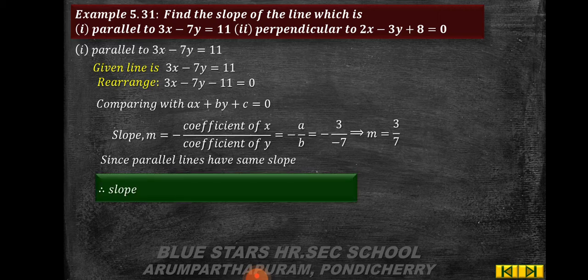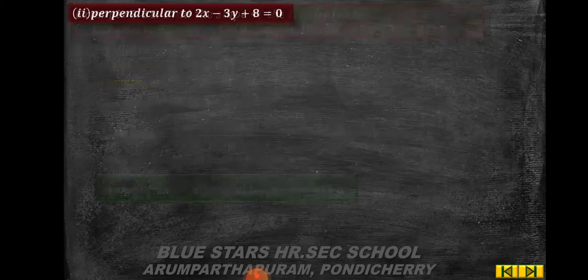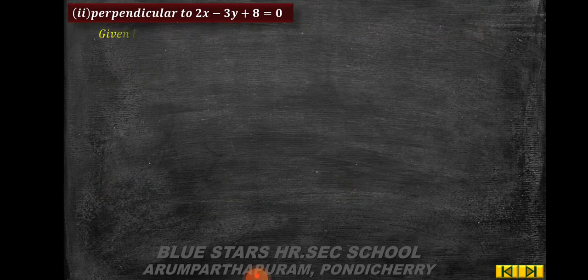Since parallel lines have same slope, therefore slope of any line parallel to 3x minus 7y is equal to 11 is 3 by 7. Second subdivision, perpendicular to 2x minus 3y plus 8 is equal to 0.